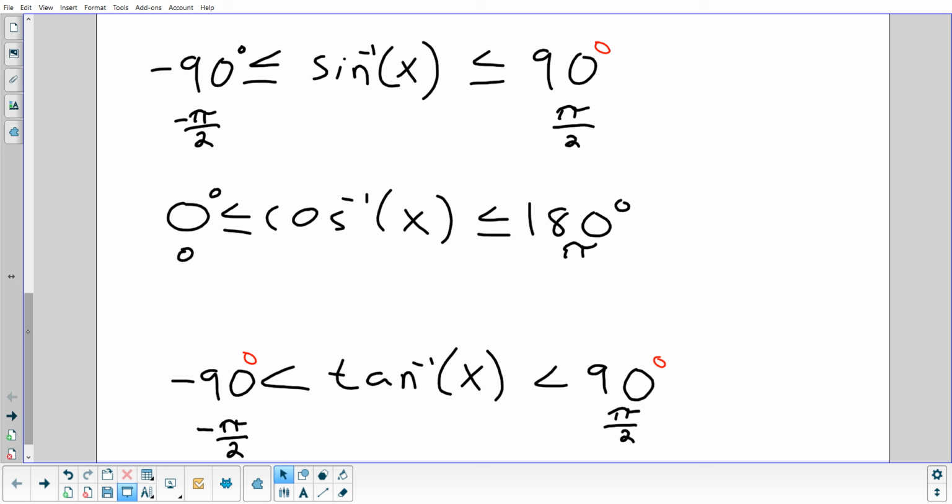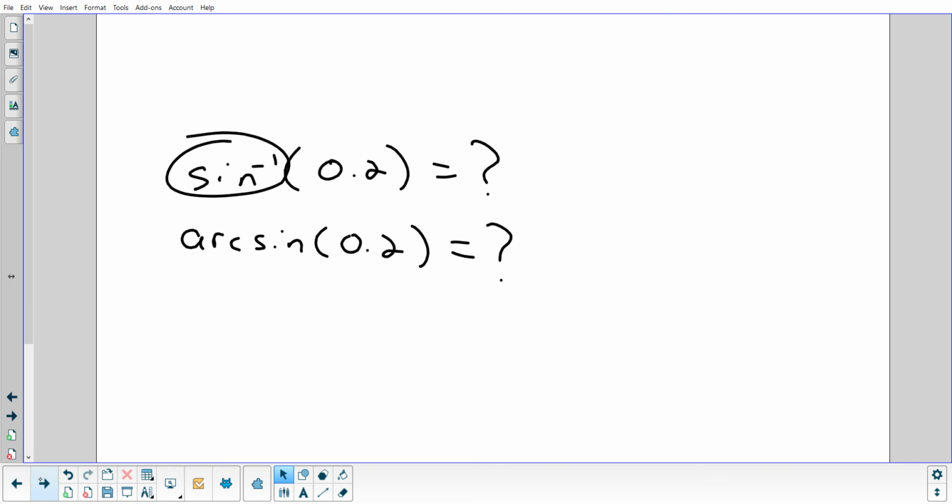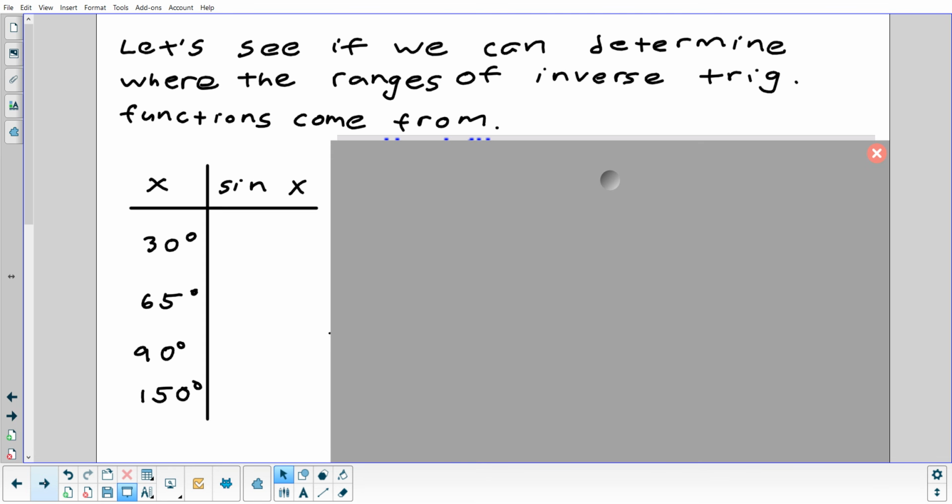All right, so let's take a look at something. I gave you a bunch of ranges, right? I told you inverse sine, you're always going to get an answer between -90 and 90. Inverse cosine, I said 0 to 180. Well, there's a certain reason that we picked those numbers. You don't have to pick those numbers, but the ones I gave you are the most common ones people usually pick.